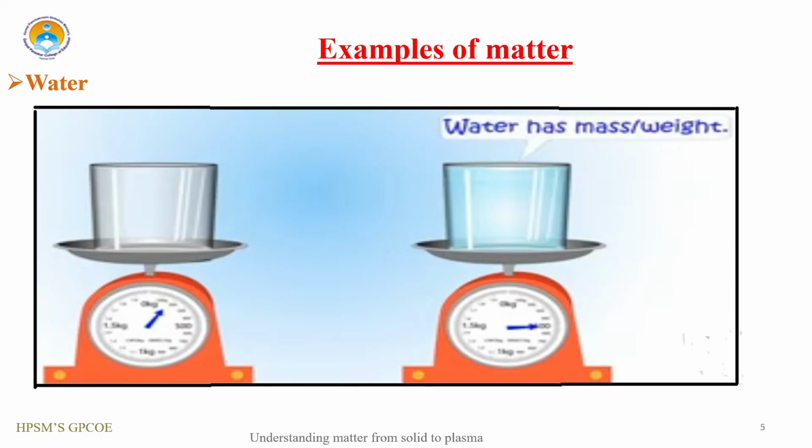Example of a matter. Take an example of water to understand matter. We are having an empty beaker placed onto the weighing machine. It is showing the lowering of the scale. So if we are just pouring water into the beaker, then what we are going to get is an increase in the weight. So we can say that water has mass and weight.